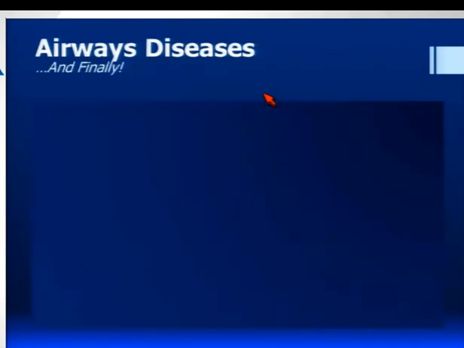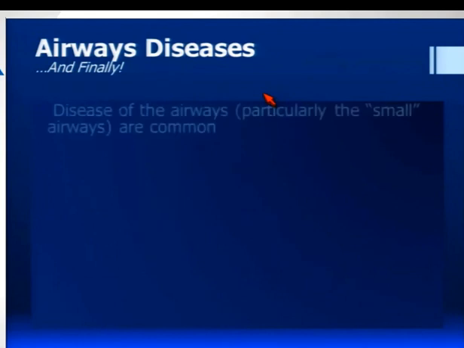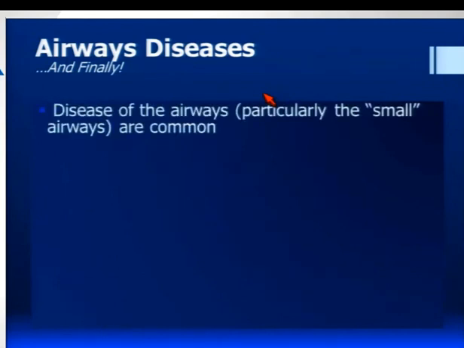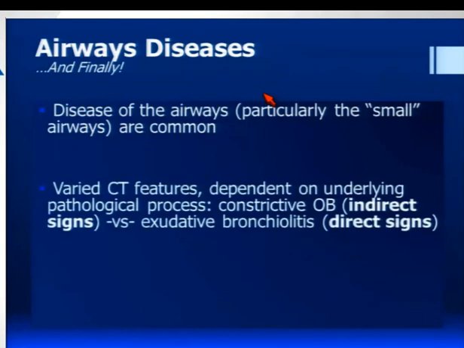So ladies and gentlemen, that's been a very quick tour through the airways, but I hope I've shown you that diseases of the airways are incredibly common, particularly the small airways. The CT features are very varied, particularly when it comes to the small airways, but if you think about the two main categories, constrictive obliterative bronchiolitis, where you will see the indirect signs of airways disease, and exudative, you will have most bases covered in the diagnosis of small airways disease.